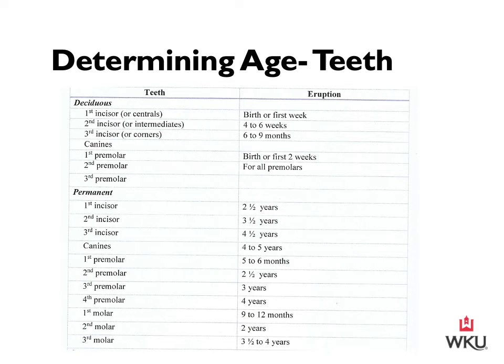I do not expect that you're going to memorize this chart. However, it is a good overview of understanding the deciduous teeth, or per se the baby teeth, what those different types of teeth are, at what point they will erupt, and then also the permanent teeth and at what point those teeth will erupt in the horse. So absolutely not a chart that you need to memorize, but I did believe it gives you a good overview.